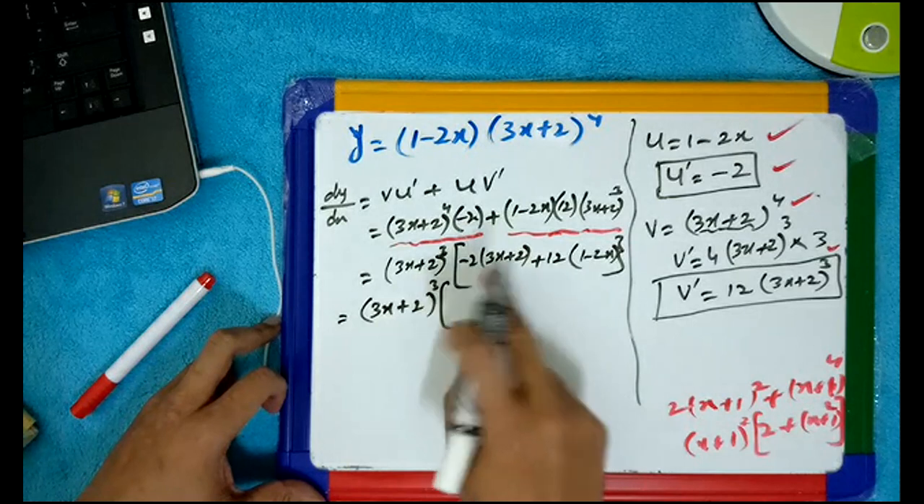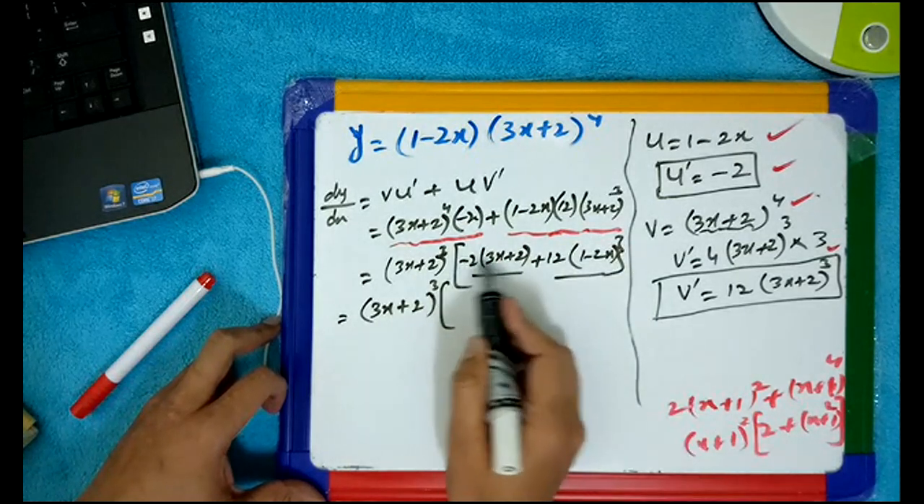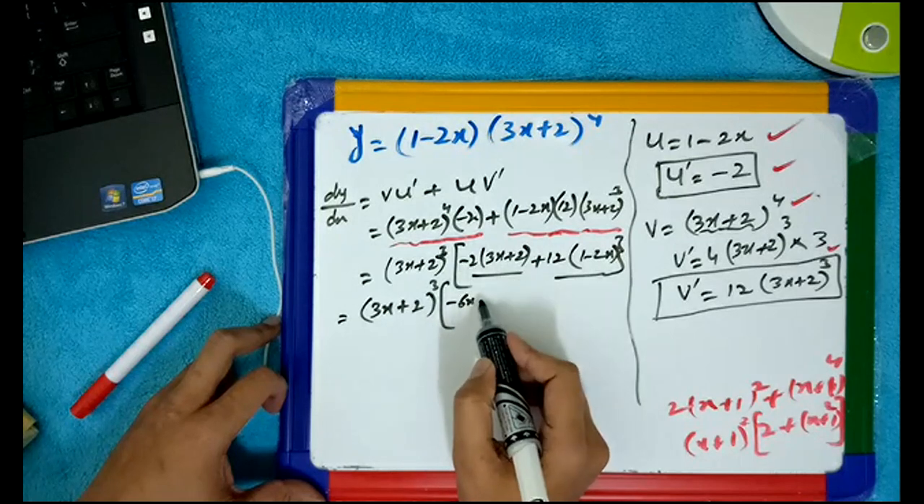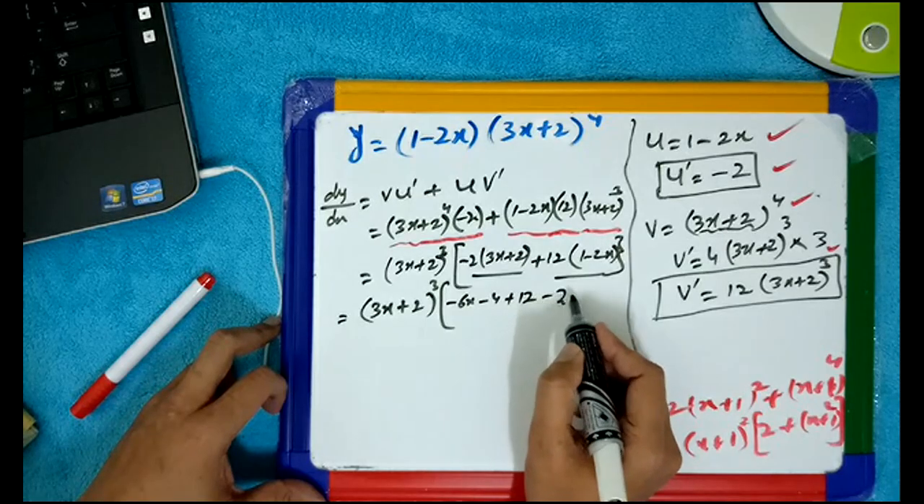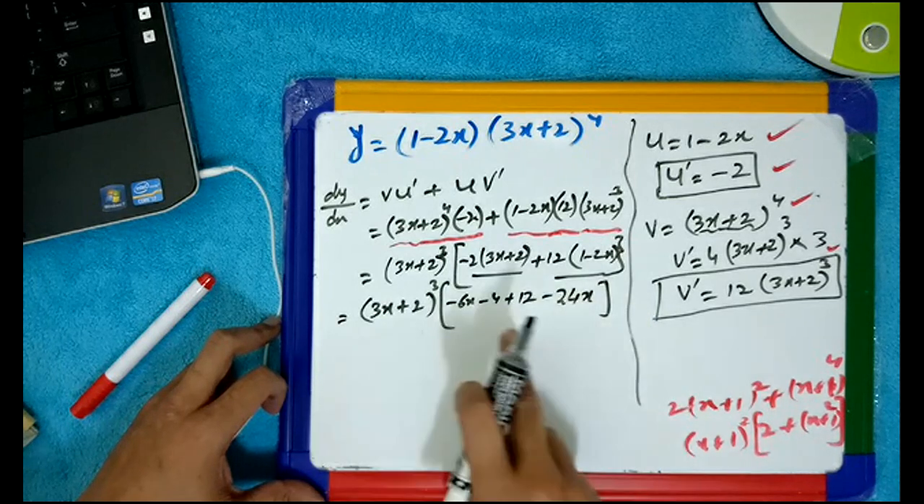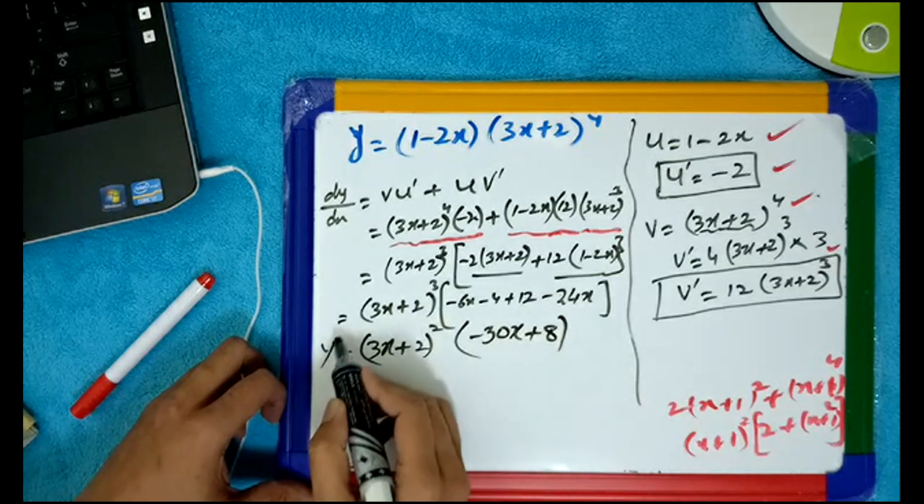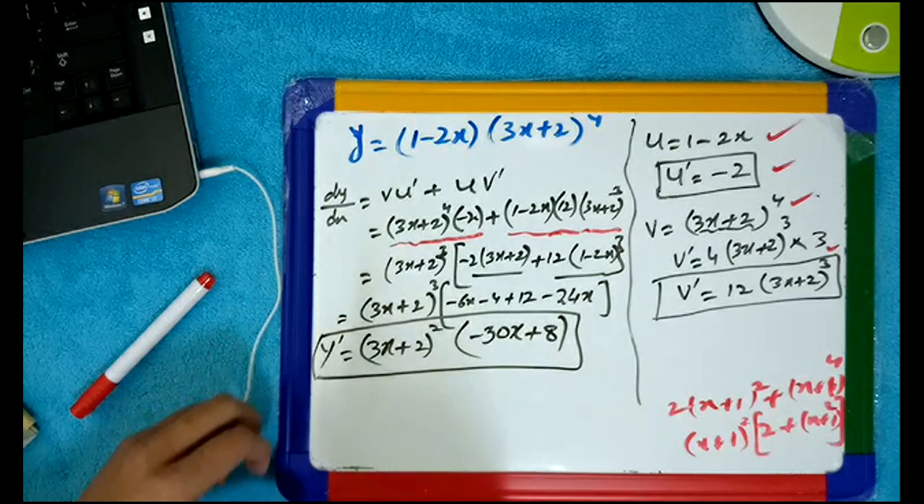Now expand this one. Expand this and expand this. So if you expand this, what will you get? Tell me. Minus 6x plus 4. Minus 6x, minus 4. Minus 4. And this one? Plus 12 minus 24x. Excellent. Any further simplification inside the bracket? Minus 4 and 12, I mean, minus 30x and 8. Excellent. Plus 8. So this is your answer. Got it? This is the maximum simplification you have done. This is power 3. You got it?